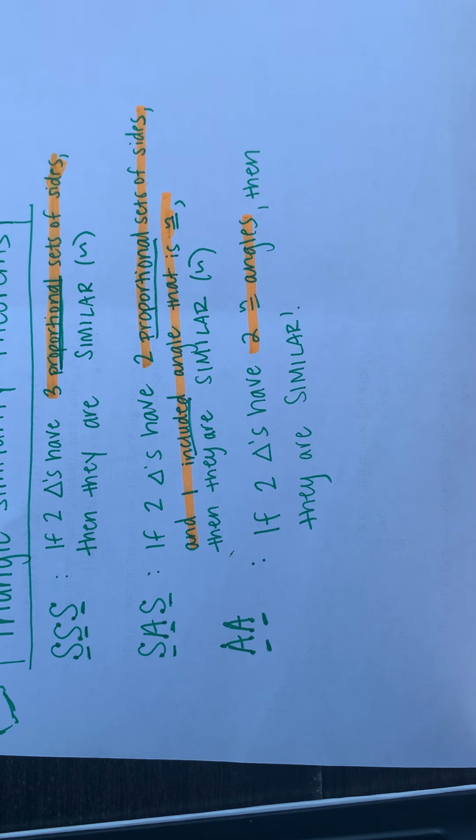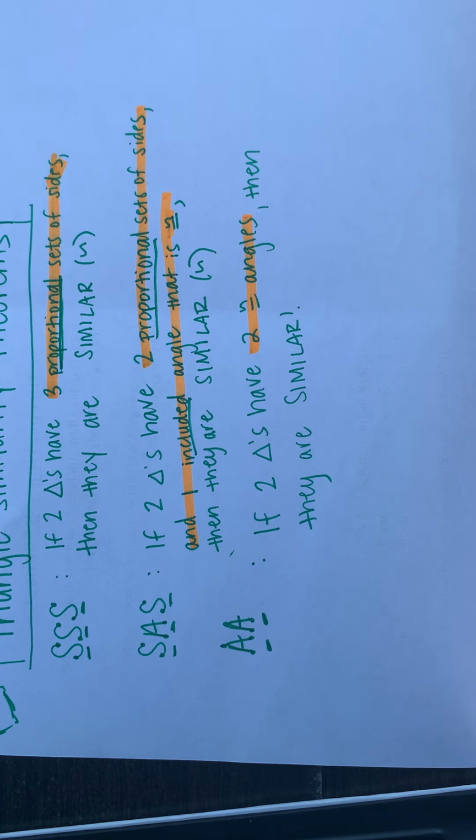And then AA. AA says that if 2 triangles have 2 congruent angles, then they're similar, period. So instead of doing ASA and AAS, it's kind of nice because in our similarity unit, we just have to have 2 sets of angles and that's it. They will be similar triangles.